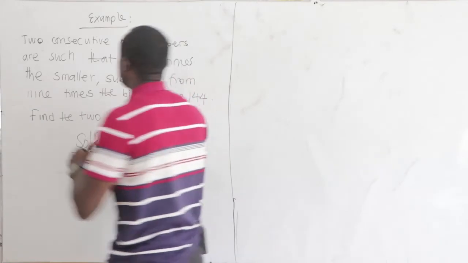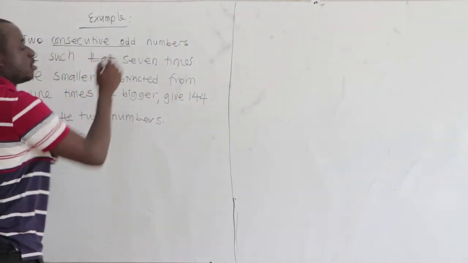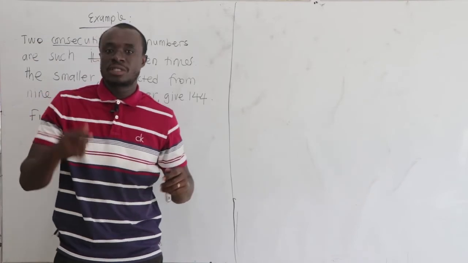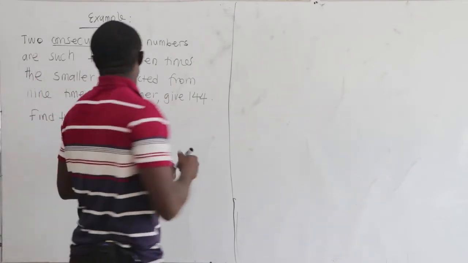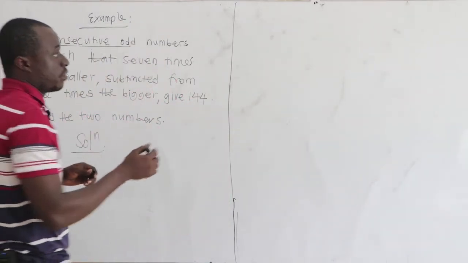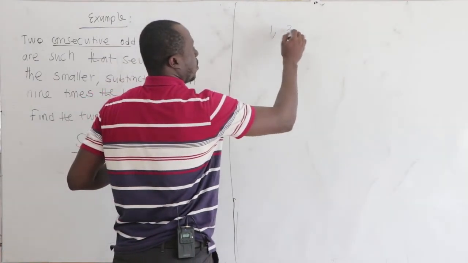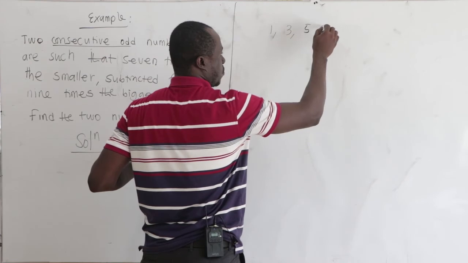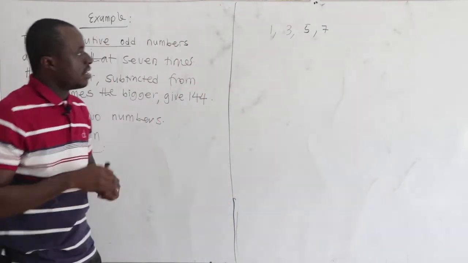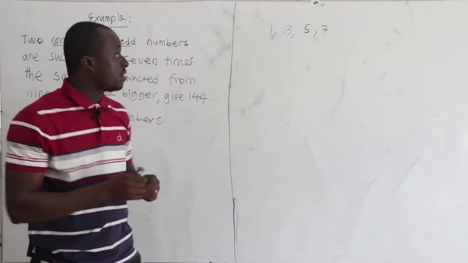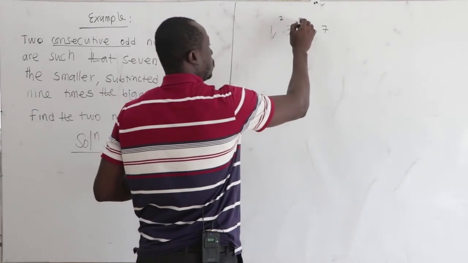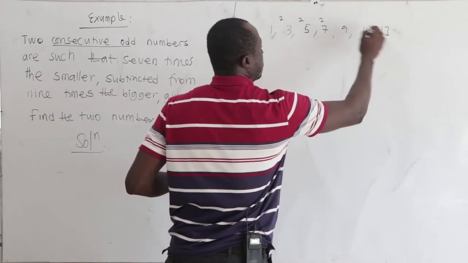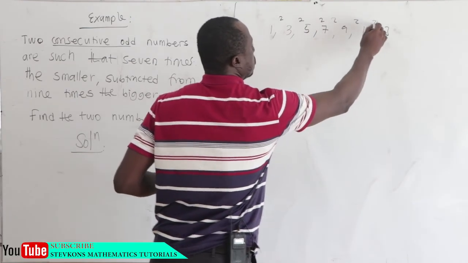Now here we are being told consecutive odd numbers. Consecutive means numbers that follow continuously. What are odd numbers? Examples of consecutive odd numbers are 1, 3, 5, 7. What is the difference? You can see the difference is 2, 2, 2. Plus 2 gives 9, plus 2 gives 11, plus 2 gives 13. So the difference is always 2.